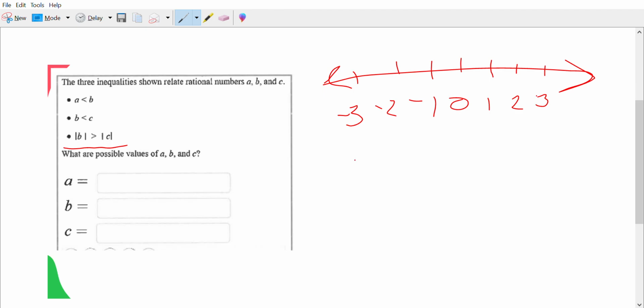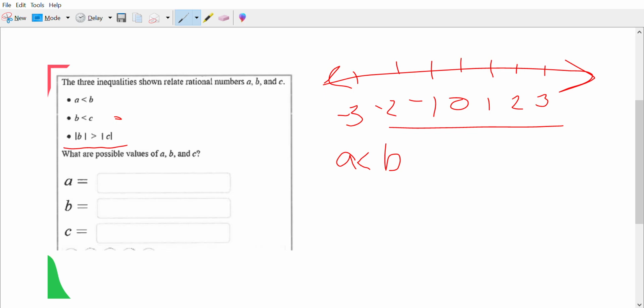So let's just say that A is -3. A is going to be less than any numbers that B or C could be. And then B is less than C. Well, if B has to be bigger than A, let's just say B is -2. Because it's true that A is less than B, we got to make sure that B is less than C now. And we have to make sure that the absolute value of B is greater than the absolute value of C.